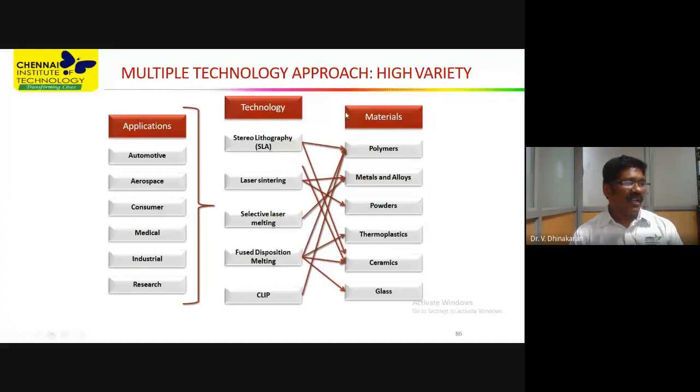Okay, so there are different technologies. They are used in the automotive industry, aerospace industry, consumer, medical, industrial, and research. And there are different processes: stereolithography process, laser sintering, laser melting, and fused deposition modeling, and polymers, metals and alloys, powders, thermoplastics, ceramics, and glass materials are being utilized to produce the particular component in additive manufacturing.